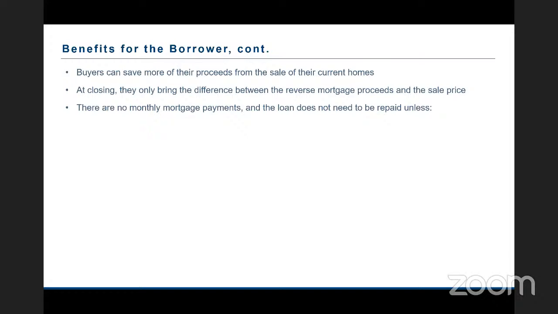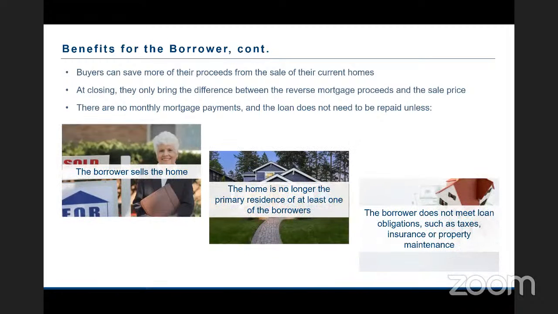There are no monthly required mortgage payments, and the loan does not need to be repaid, unless the borrower sells the home, the home is no longer the primary residence of at least one borrower, at least one, or the borrower does not meet obligations such as tax, insurance, or property maintenance.